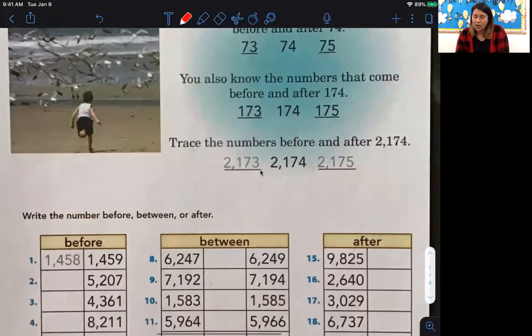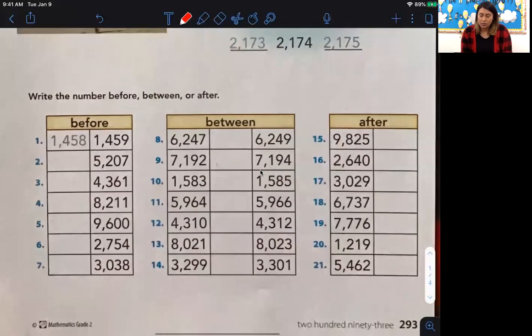All true statements. So now they're adding another digit in the thousands. So I want you to trace those numbers that are there, the ones that are kind of light gray. All right. When you're done with that, let's skip on down to the bottom.